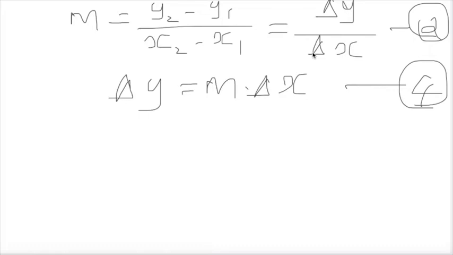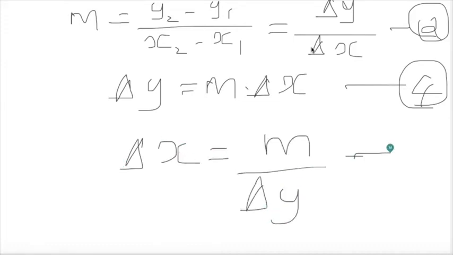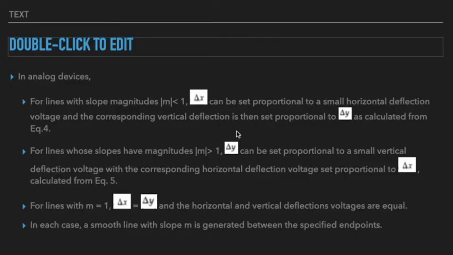That is, when delta y is given, you can determine the value of delta x using the equation delta x = delta y / m. So both these equations are derived from the previous equation 2. These equations form the basis for determining deflection voltages in analog devices.